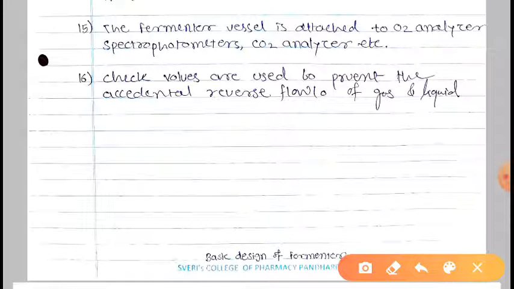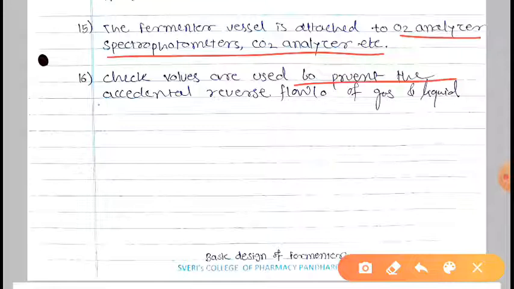The fermenter vessel is attached to the O2 analyzer, spectrophotometer and CO2 analyzer. These are the external controls. With the help of these we can analyze the level of oxygen and carbon dioxide. The check valves are used to prevent the accidental reverse flow of gas and liquids.